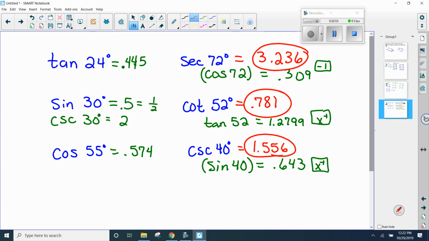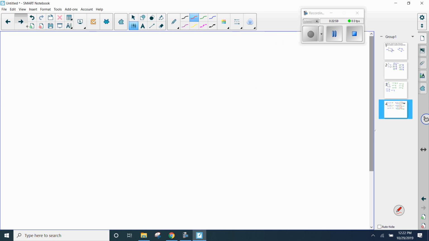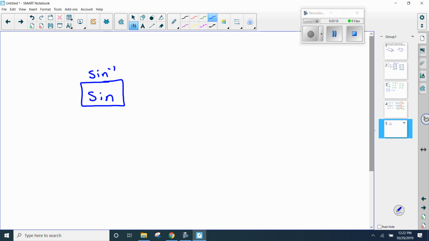I don't know. It depends on if they tell you. Now, something else that I want to point out. Some of you see that on your calculator, you have this key that says sine. What's above it? Sine to the -1st. Now, you might think that that means reciprocal.